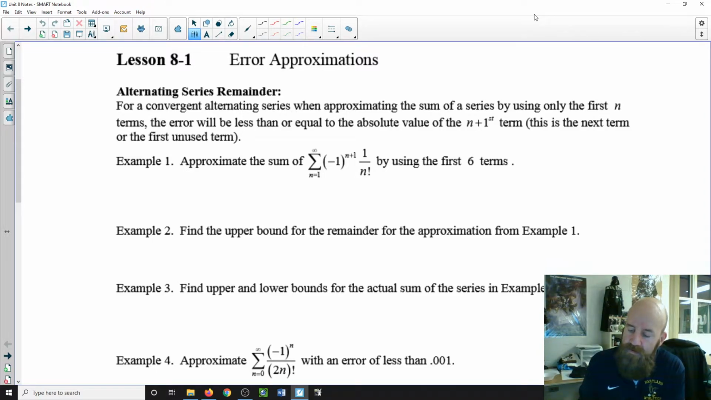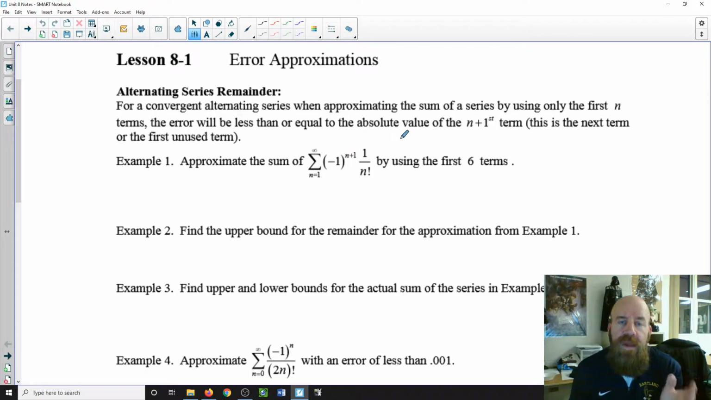And there's a couple different ways that we would do it. So in the first part, we're looking at alternating series. So remember, the alternating series is anything that we have the -1 to the n power, and we're fluctuating between a negative and a positive value.